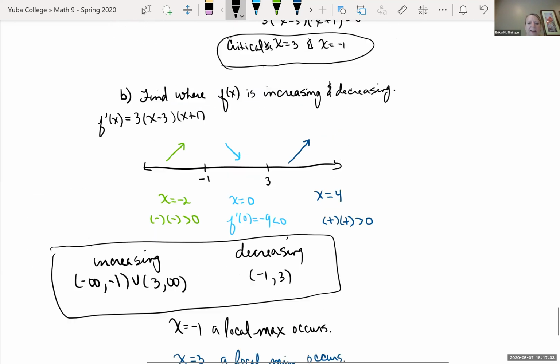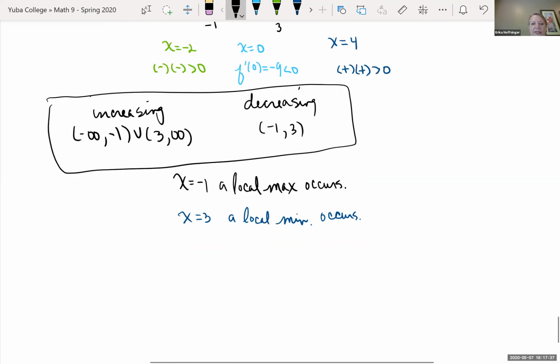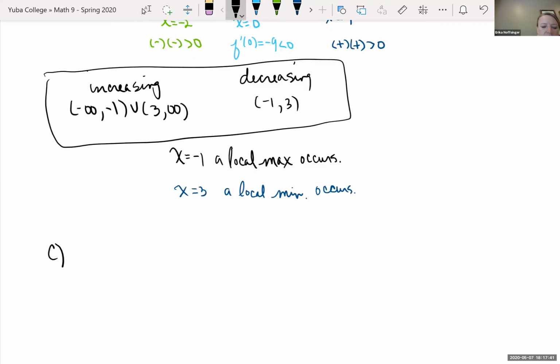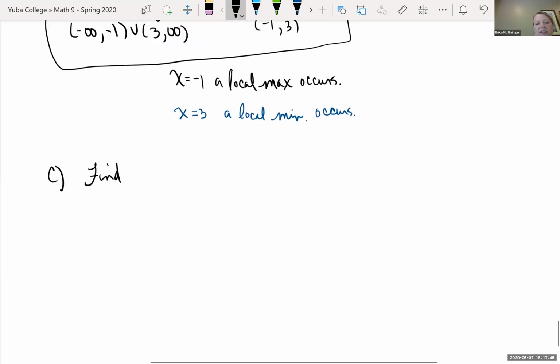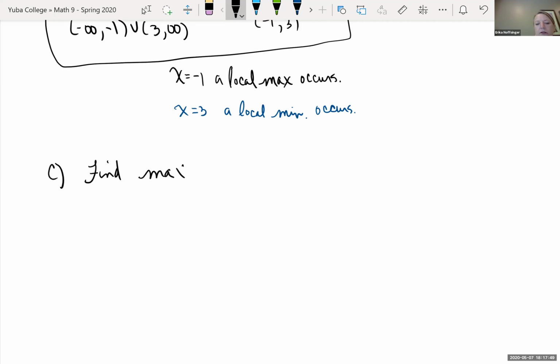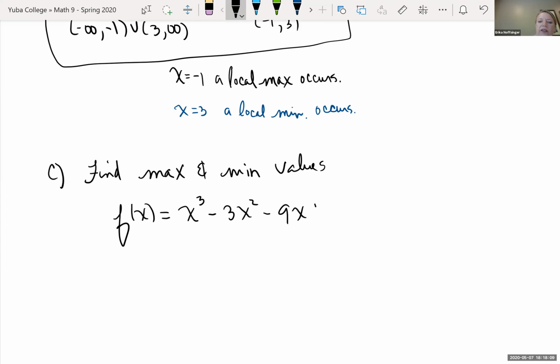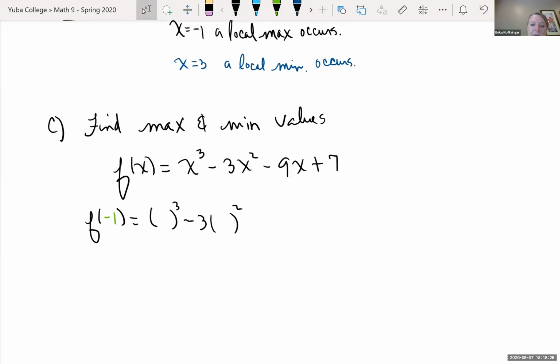Okay, so we want to find your max and min values. So we need to plug this back into our original function. So recall our original function was f of x equals x cubed minus 3x squared minus 9x plus 7. And so if I look at f of -1, where my max occurred, I'm going to put parentheses wherever I have an x and go back and fill it in. So x, put parentheses cubed, minus 3. I see an x, put parentheses squared, minus 9. I see an x, put parentheses, plus 7.